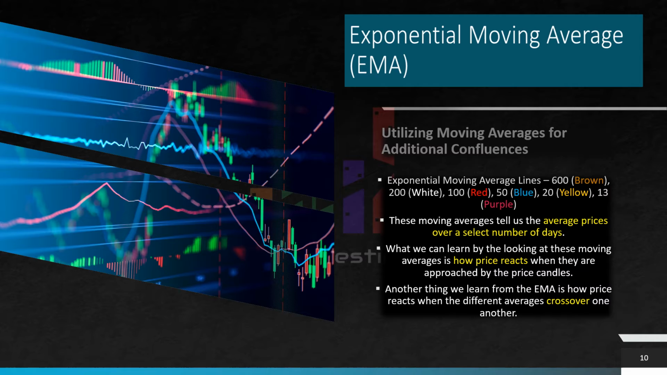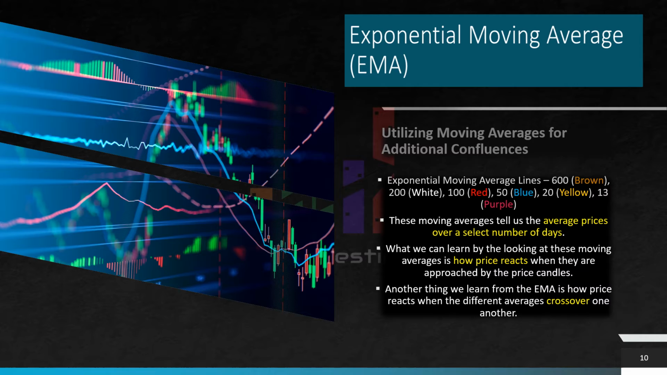600-day EMA in brown, 200 EMA in white, 100 EMA in red, 50 EMA in blue, 20 EMA in yellow, and the 13 EMA in purple. Do that across all charts, all time frames, and you'll remember this for a long time and you'll never have to go figure it out.